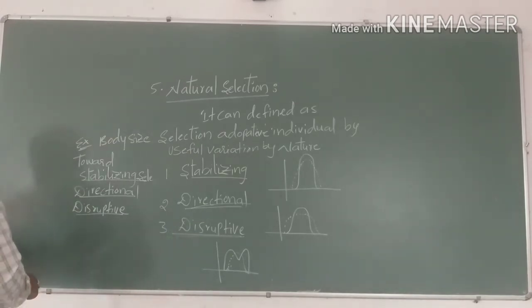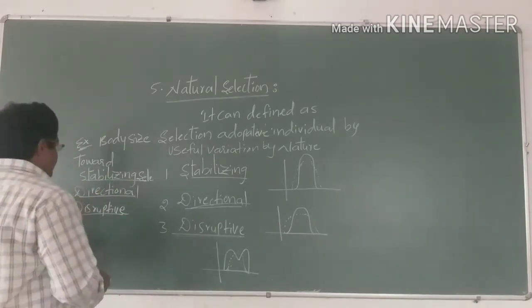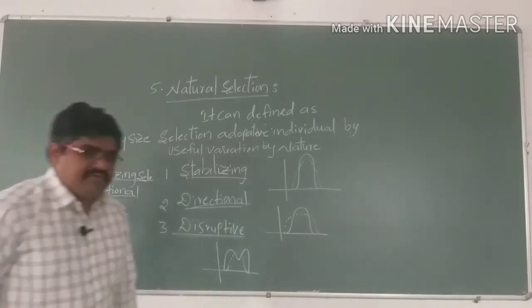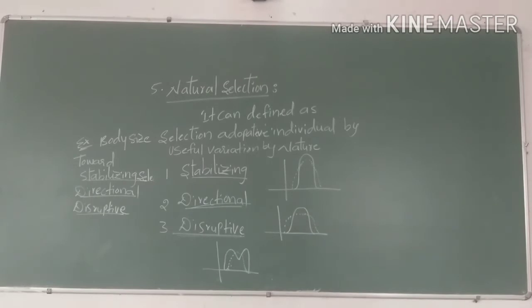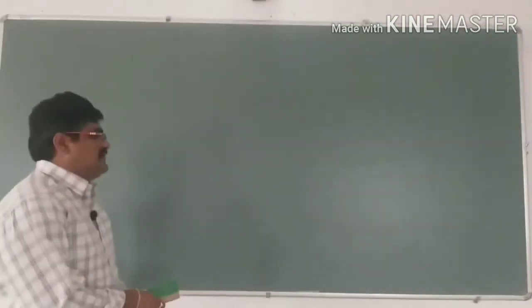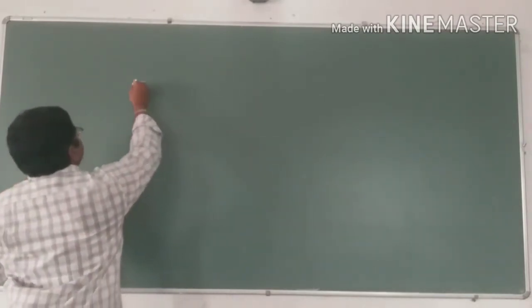So that is the fifth factor, natural selection. In the next class we will discuss the remaining factors. Now coming to the next one, the sixth one, that is speciation.